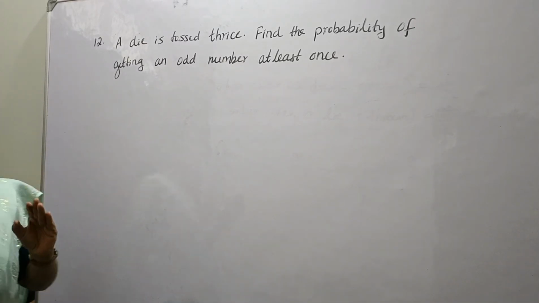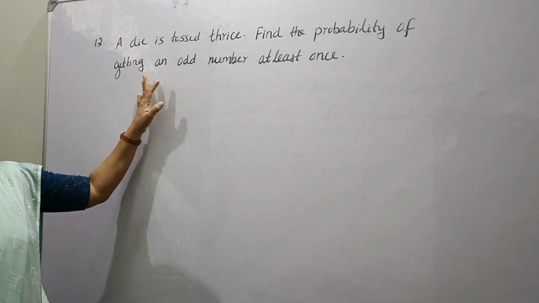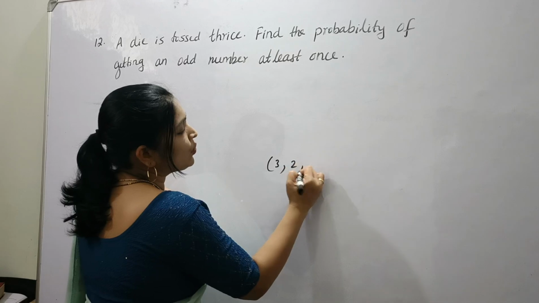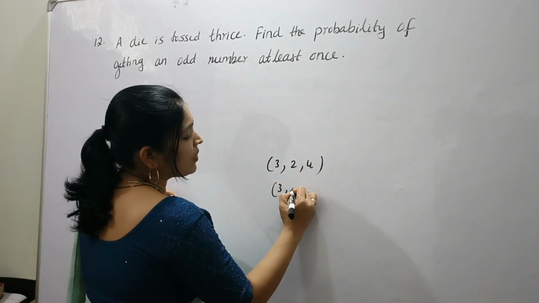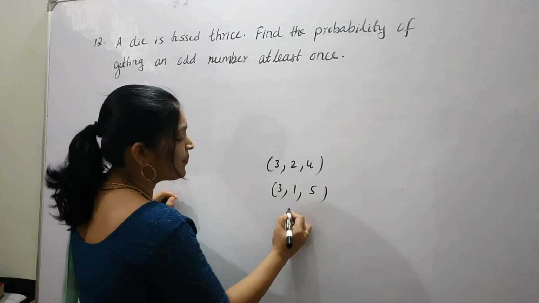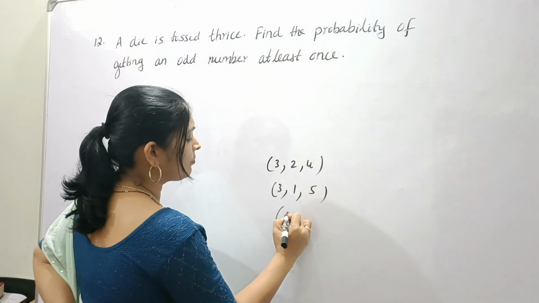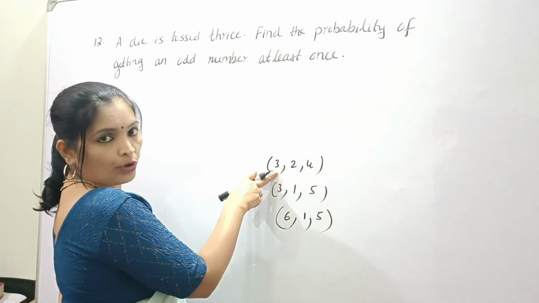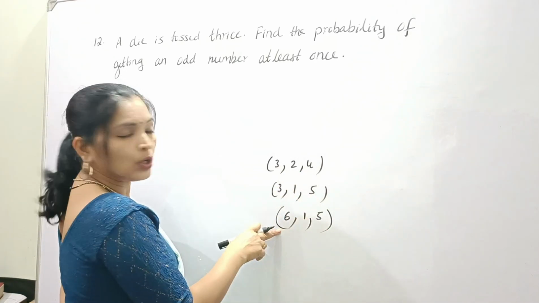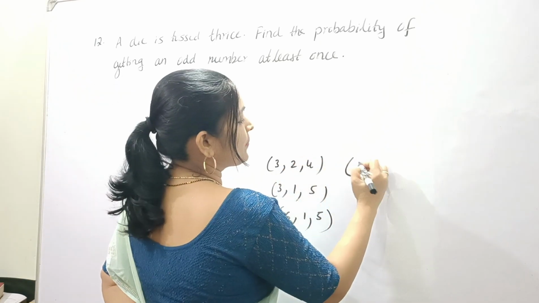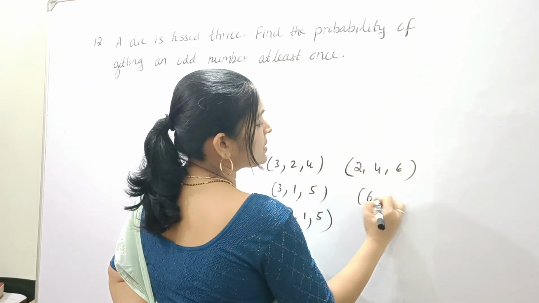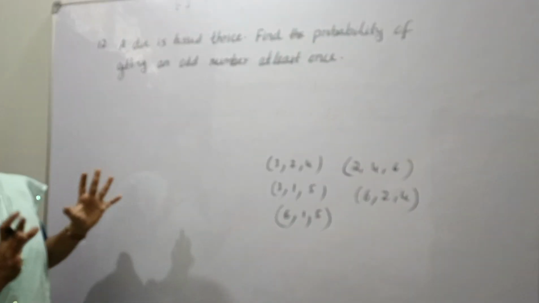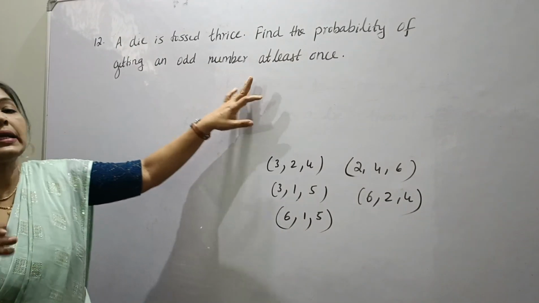So here we have to find the probability of getting at least one odd number. That means, for example, 3, 2, 4 or 3, 1, 5, and 6, 1, 5, right? So here, 1 odd number, here 3 odd numbers, here 2 odd numbers, right? But it is not 2, 4, 6 or 6, 2, 4. These are not possible. That is, we have to find the probability of getting an odd number at least once.